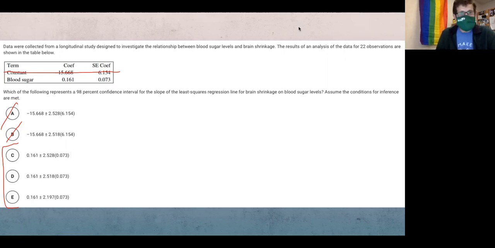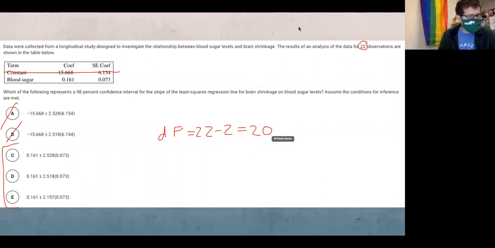So the real question is, what's the T star? And our degrees of freedom, since there are 22 observations, is going to be 22 minus 2. So we always subtract 2 degrees of freedom with linear regression. So it's going to be 20 degrees of freedom, 98% confidence level, which becomes a 2.528 T star. And that's where we get our confidence interval. Okay.